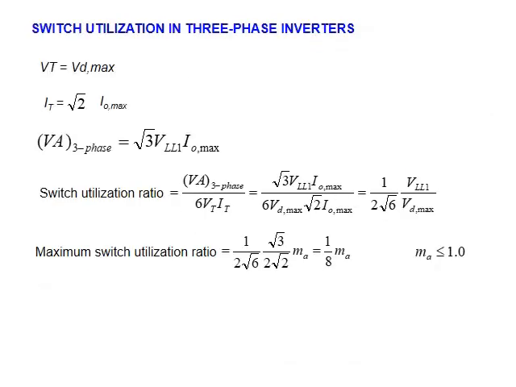Let's apply this for the switch utilization factor. Now we know that V switch is V_D max, current is square root 2 I_O, and the volt ampere will be V line to line I_O multiplied by square root 3. How many switches do we have? 6 switches. So if I substitute in the formula and do the calculation, I get again 1 over 8 MA. It is the same in single phase and in anything.